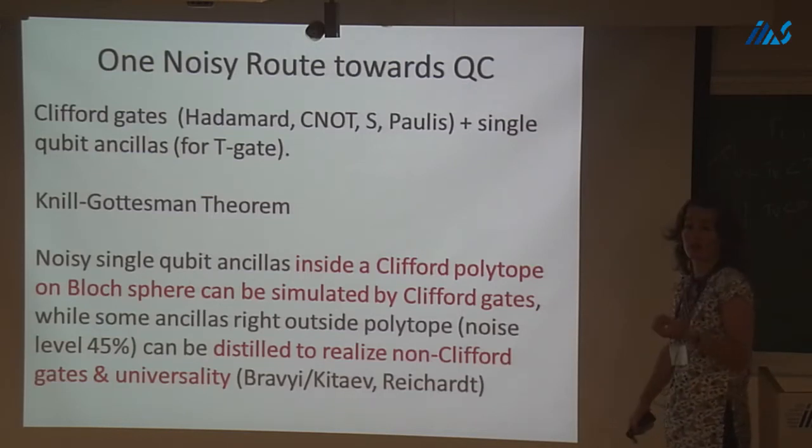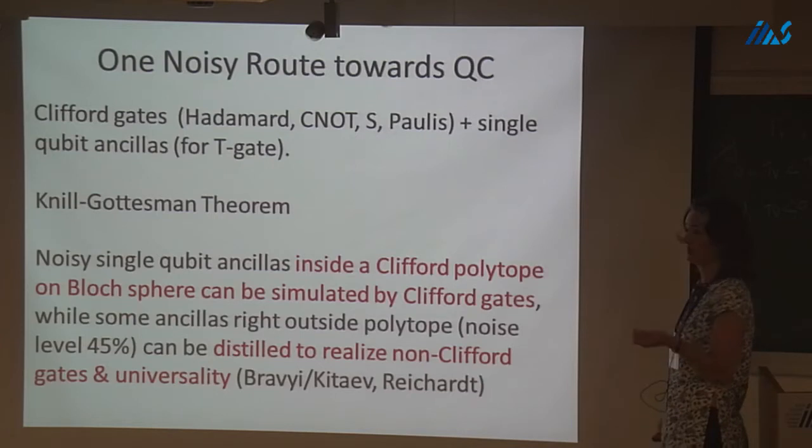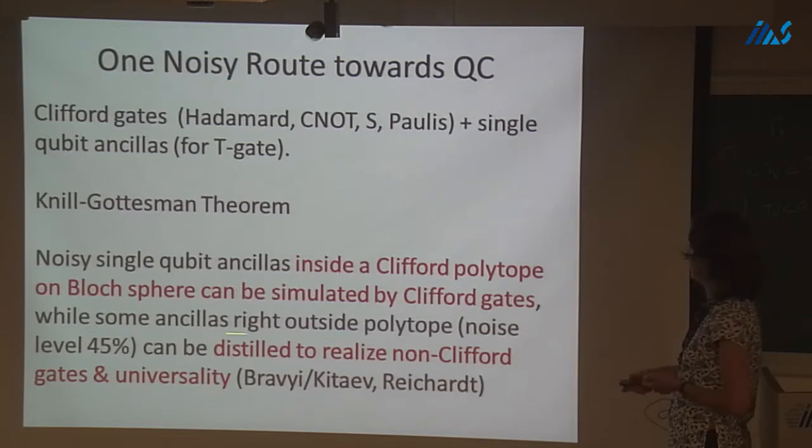So such a state can be simulated by just flipping a coin. With some probability, you pick this state, which you can get by a Clifford gate, and with some probability, you pick another state. But then there are some ancillas right outside this polytope, where the noise level is 45%, so quite high. They can be distilled.